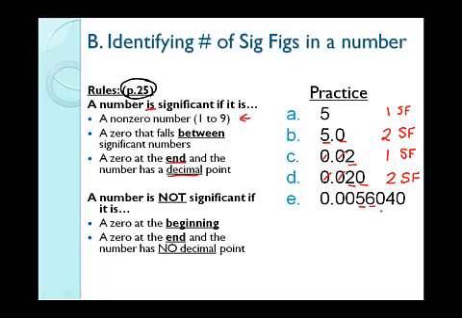Okay, so we know the 5 and the 6 and the 4 are significant. We know that zeros at the beginning are never significant. What about this 0 that's here in between numbers? This rule says a 0 that falls between sig figs is significant. And then what about zeros at the end? This number does have a decimal point in it. So if there is a decimal and the zero is at the end, it is significant, because we went to all the trouble of writing that 0. We wouldn't have had to if we weren't sure of it. So there's 1, 2, 3, 4, 5 sig figs in this number.